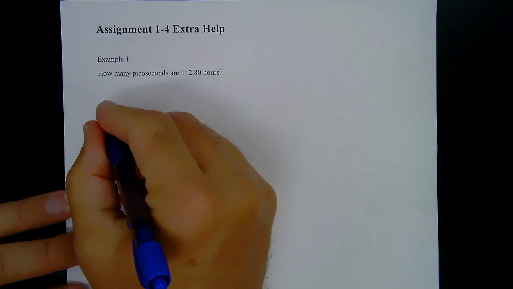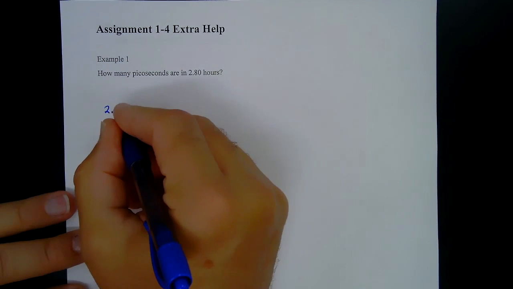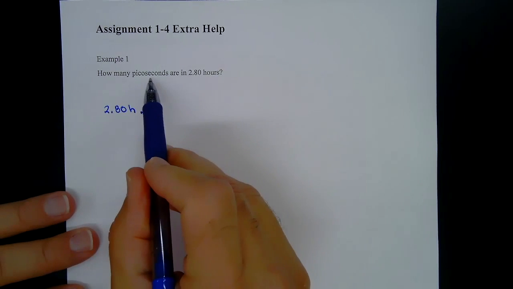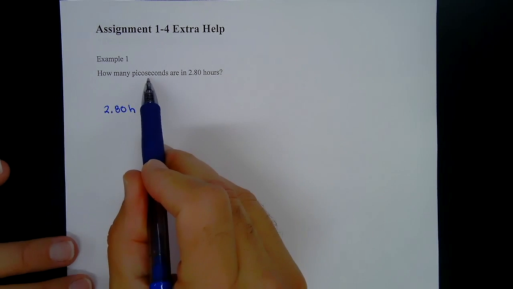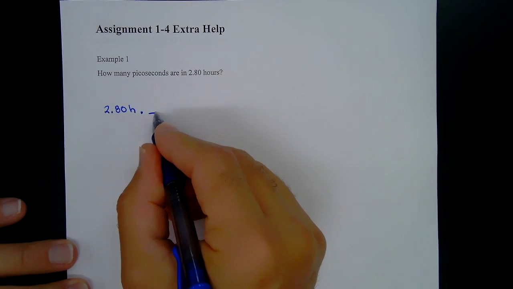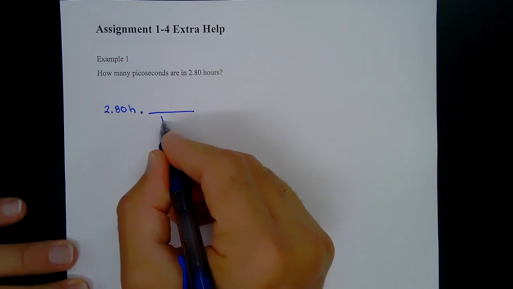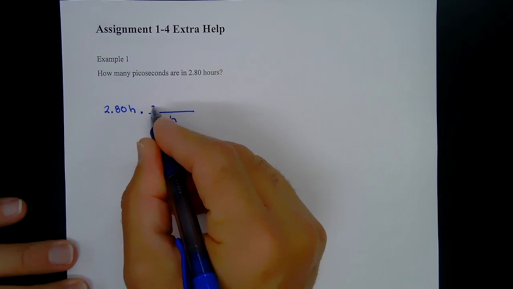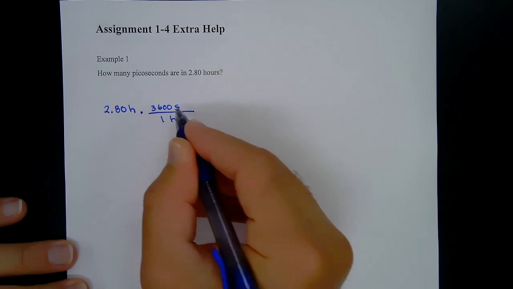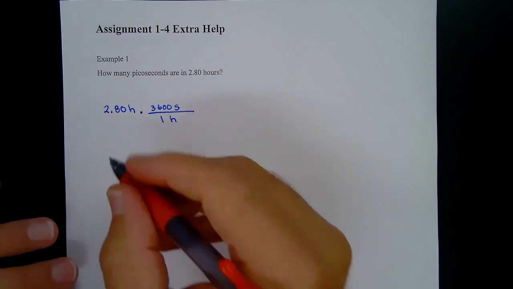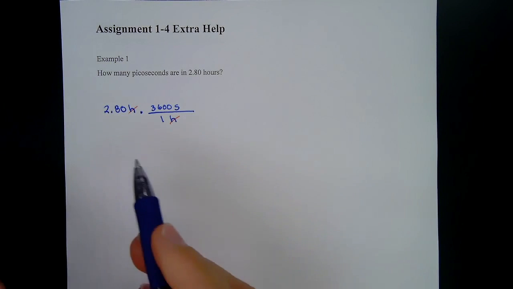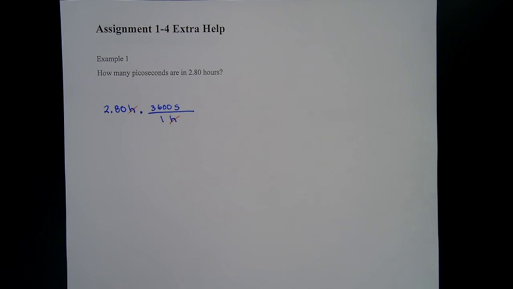So we have 2.80 hours times, so I've got to get to picoseconds. But before I can get to picoseconds, I need to get to seconds. And from the conversion that I gave you today, we know that 1 hour is 3,600 seconds. So now the hours cancel here, and I'm left with 2.80 times 3,600, and that would give me the number of seconds.